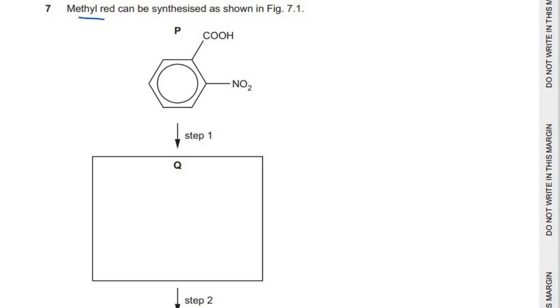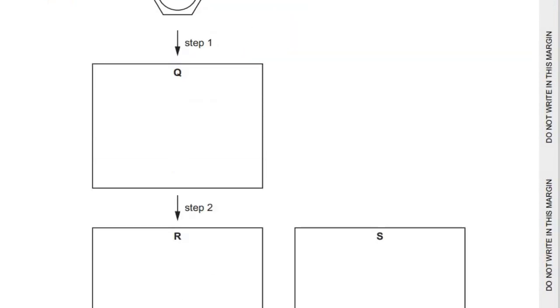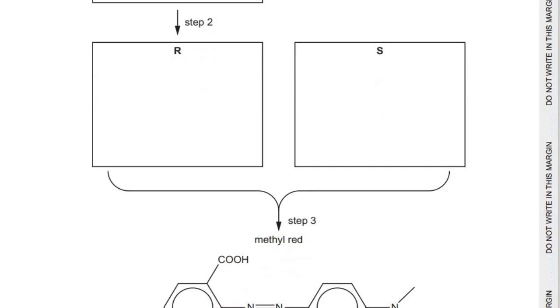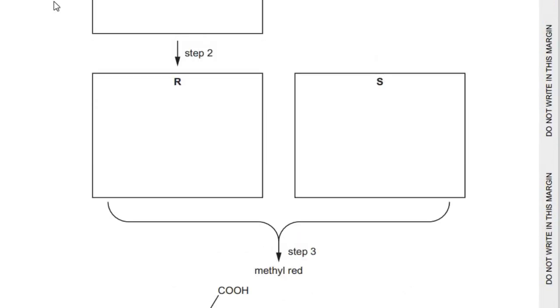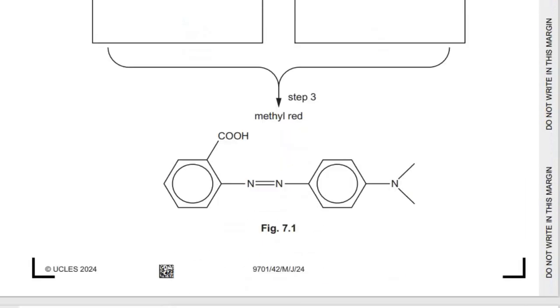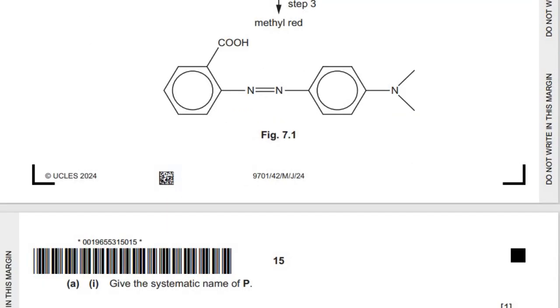It says methyl red can be synthesized as shown in figure 7.1. And here we start with the compound P, where you can see there is a benzene compound with carboxylic acid and nitro group. And there are two-step reactions for it. And then finally, the R compound is combining with S to form the methyl red compound shown here. Right. So let's go ahead with the next part.